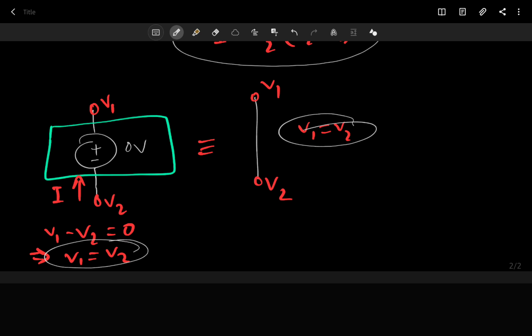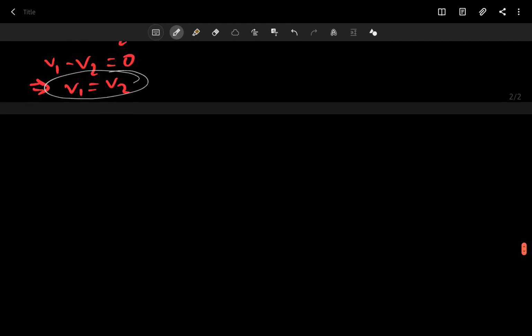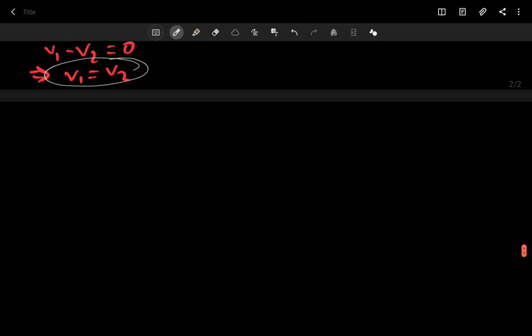So if you find a 0 volt voltage source somewhere, you can replace it with just a piece of wire, or as we sometimes like to call it, a short circuit connection. We call a piece of wire sometimes a short circuit connection, just a technical term. Okay, so a 0 volt voltage source is equivalent to a short circuit connection.